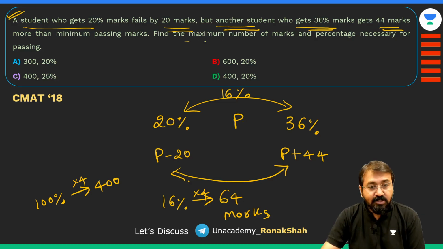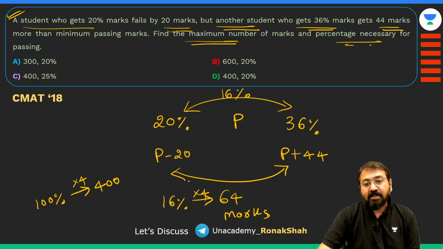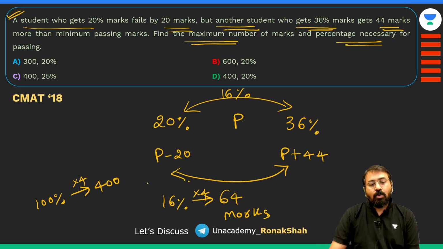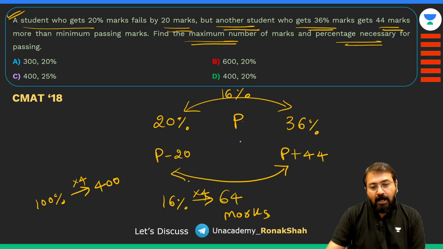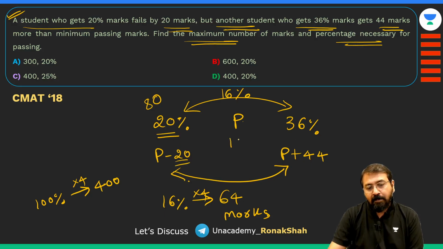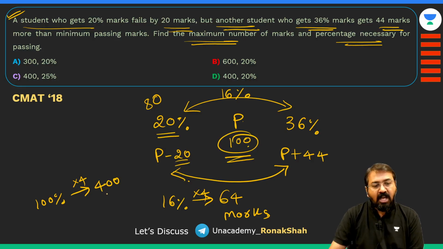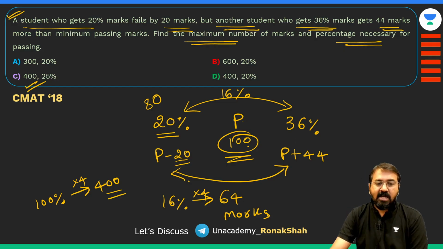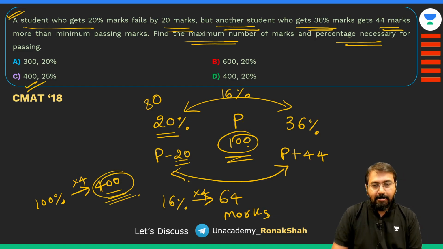But what they are asking is to find the maximum marks and the percentage necessary for passing. Now what will be the passing marks, guys? So we can find out 20% first of all. So 20% will come out to be what? 80. And our marks are 20 less than the passing marks. So passing marks should be 100. 100 out of 400, it's 25%. So we can tick mark option C. Our passing marks are 100, which is 25% of the total marks, right?